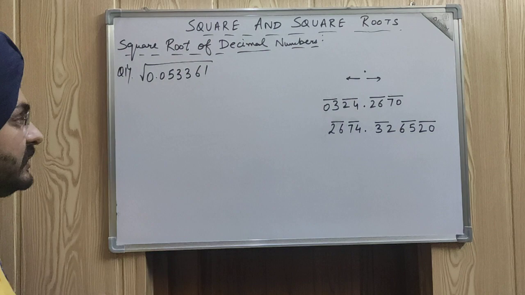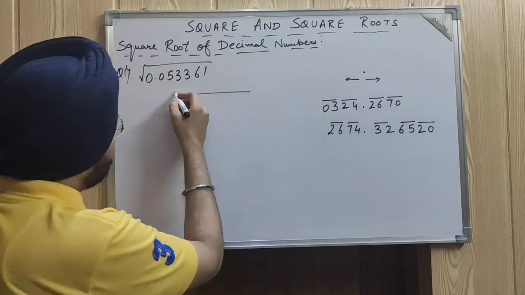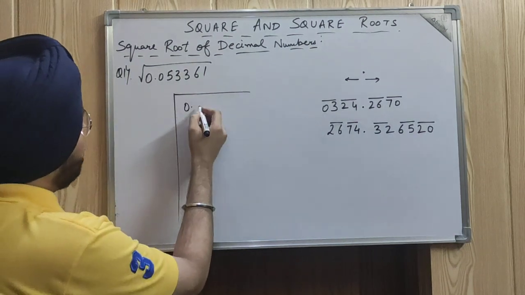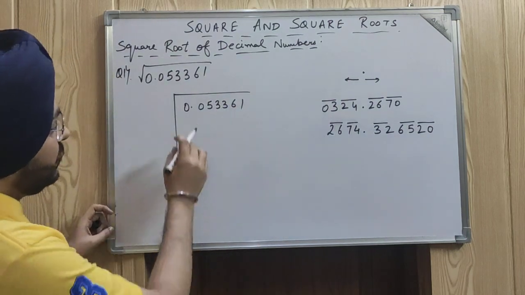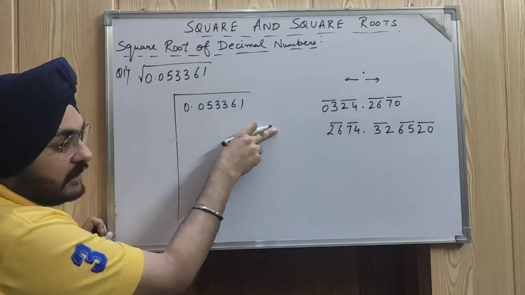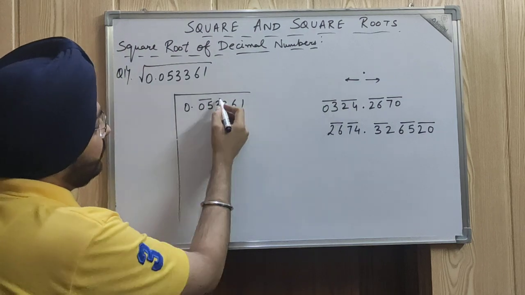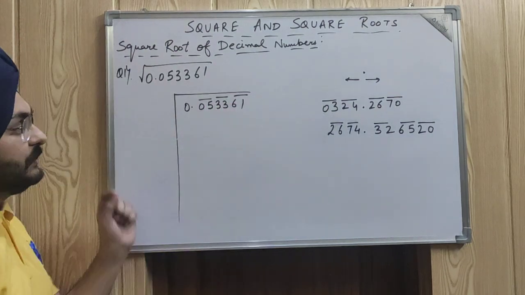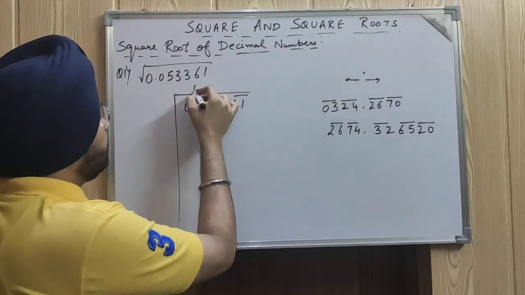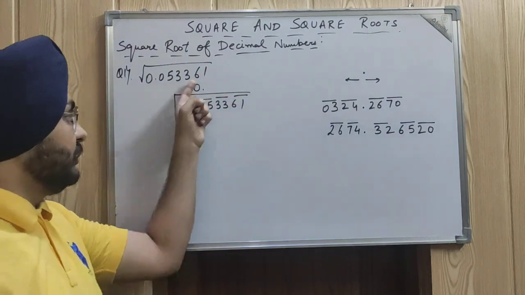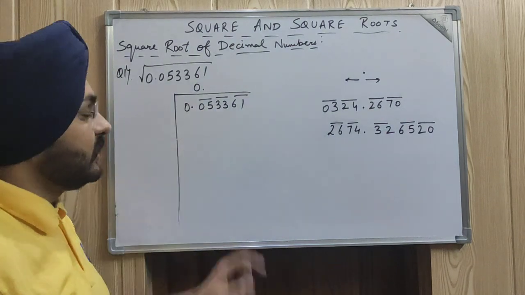Coming to the first question, find the square root of 0.053361. You know how to make the pairs here. I have told you earlier as well, from the decimal you have to make the pairs on this side, starting from the decimal to the right: 05, 33, 61. Keep in mind, if you are having 0 point, just write 0 point here first; no need to write 0 0, nothing will be there. Start with this first pair only, that is 05.